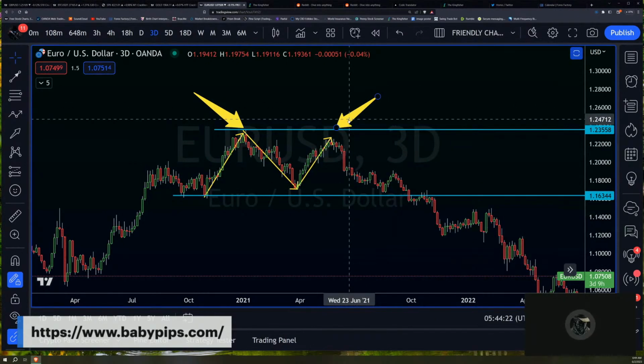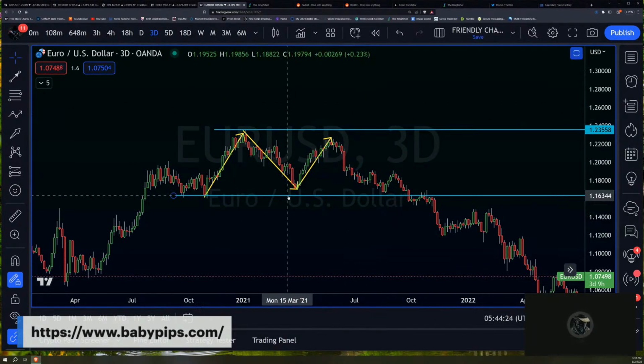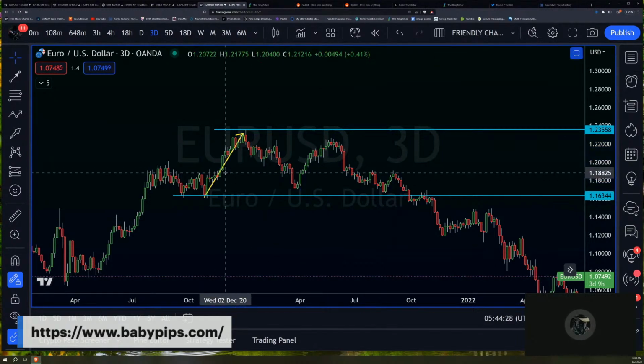It works like a charm, and it's the same thing that I do almost every time in a situation like this where I want to find out where price is going to go or where it may or may not go.